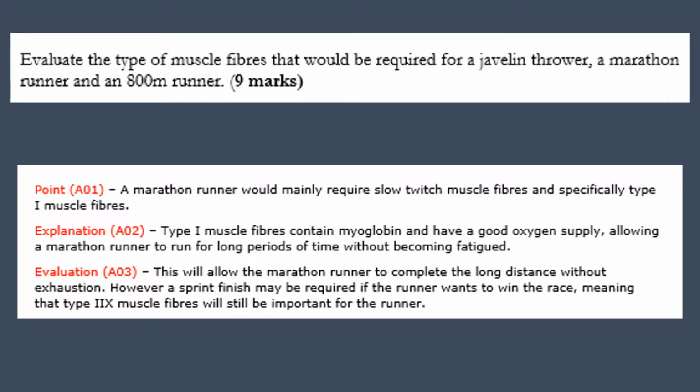We can now go on to our next paragraph, which can discuss the marathon runner. So for our point, a marathon runner would mainly require slow twitch muscle fibers, specifically type 1 muscle fibers. So we must mention type 1. Explanation: type 1 muscle fibers contain myoglobin and have a good oxygen supply, allowing a marathon runner to run for long periods of time without becoming fatigued. So we're explaining why those type 1 muscle fibers are important for a marathon runner.